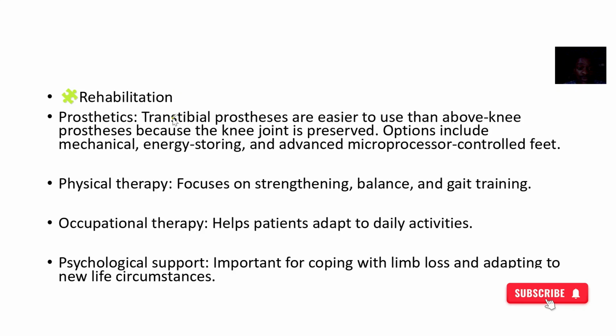So rehabilitation and prosthesis, so we have the transtibial prosthesis. They're easier to use than the above knee prosthesis because the knee joint is preserved. We also have physical therapy where we focus on strengthening, balancing, and gait training. There is also occupational therapy where you help the patient adapt to their daily activities. They will have the psychological support, which is very important for coping with limb loss and adapting to new life circumstances.